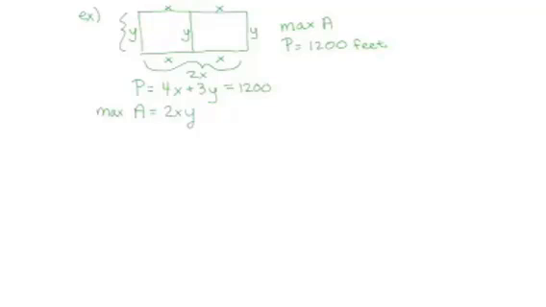Well, we can't maximize with two different variables, so we can rewrite this P equation, the amount of fencing we have. Maybe we'll solve this one for y. Just subtract 4x from both sides, I get 3y equals 1200 minus 4x. Then I can just divide both sides by 3, and I get that y is equal to 400 minus 4/3 x. And so we have fractions, but that's all right.